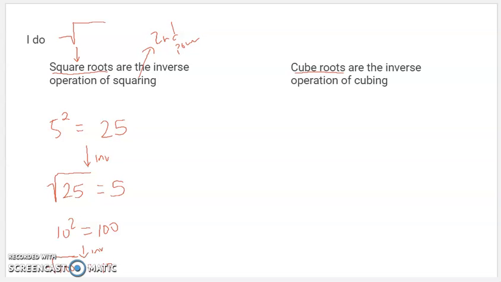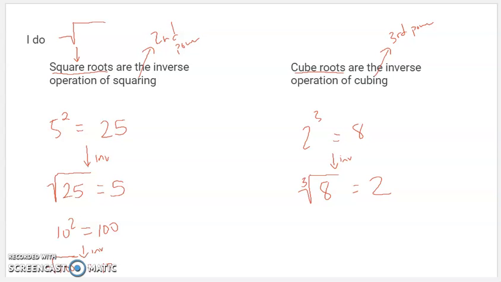Cube roots are the inverse operation of cubing. Cubing, remember, is another way of saying 3rd power. So if I wrote, say, 2 to the 3rd power, I could also pronounce that 2 cubed. And 2 cubed is 8. Inversely, the cube root, same symbol, but you put a 3 for an exponent of 3. The cube root of 8 is 2. 2 to the 3rd power is 8. The cube root of 8 is 2.